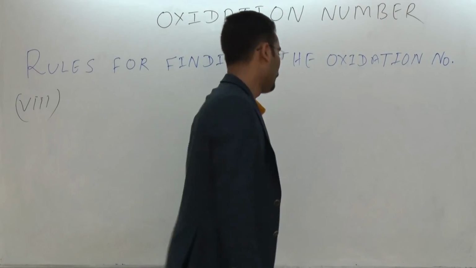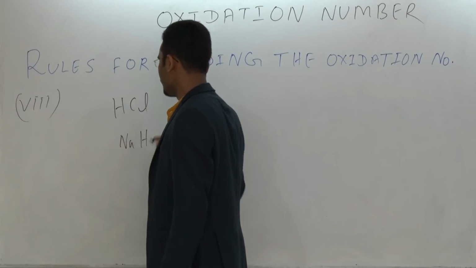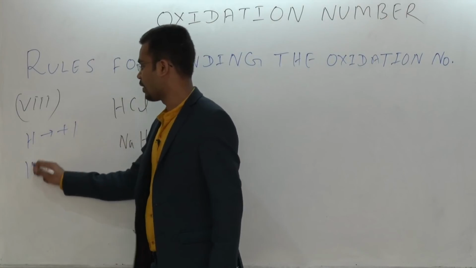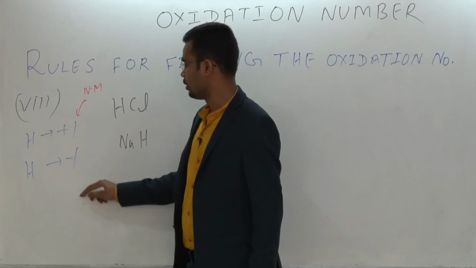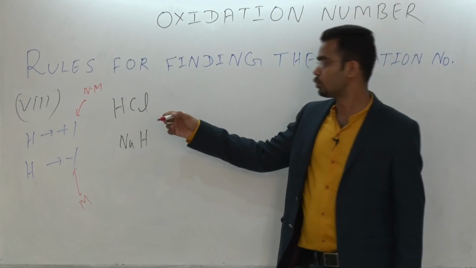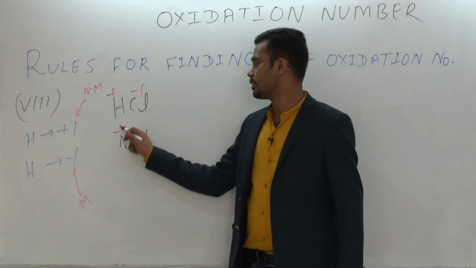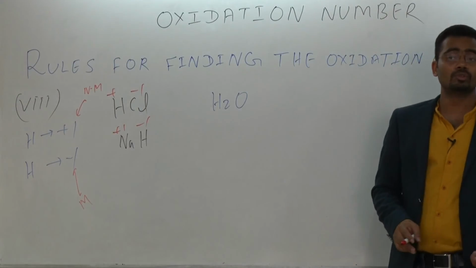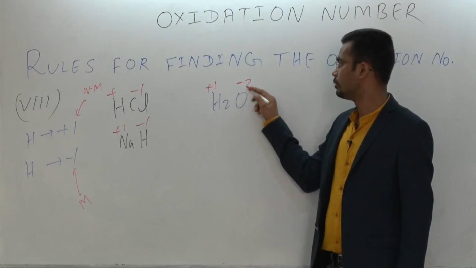For example, HCl and sodium hydride. Hydrogen has +1 in one and -1 in the other. This is with non-metal and this is with metal. Cl is non-metal, therefore hydrogen has +1. In sodium hydride, sodium is metal, therefore sodium has +1 and hydrogen has -1. In water, the oxidation number of hydrogen: oxygen is non-metal, therefore hydrogen has +1 and oxygen has -2.